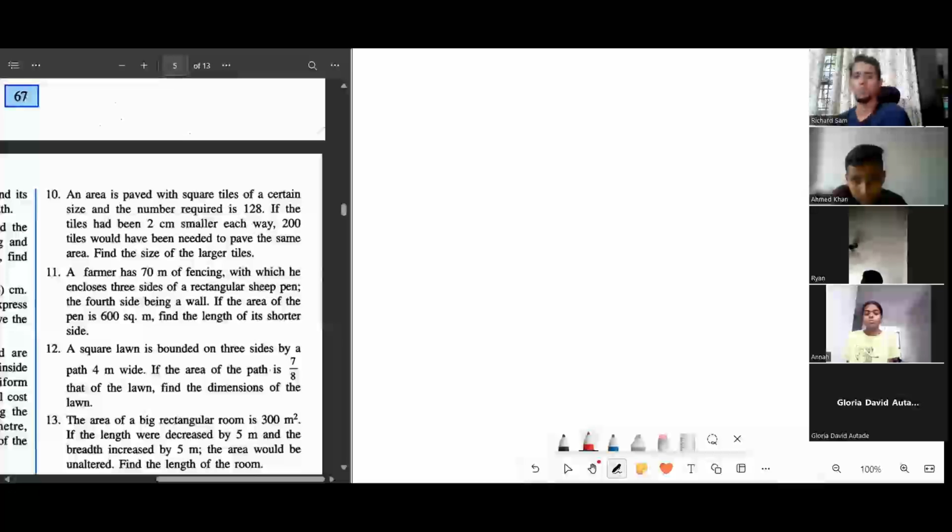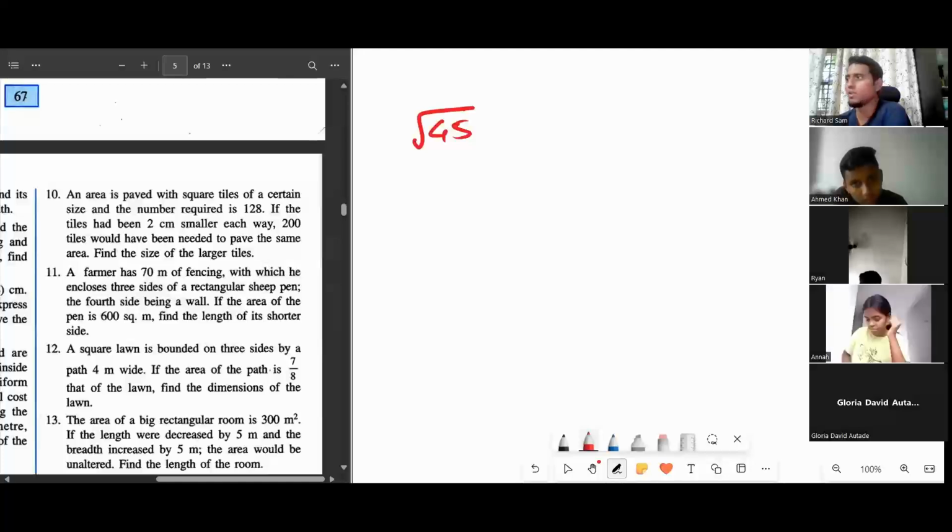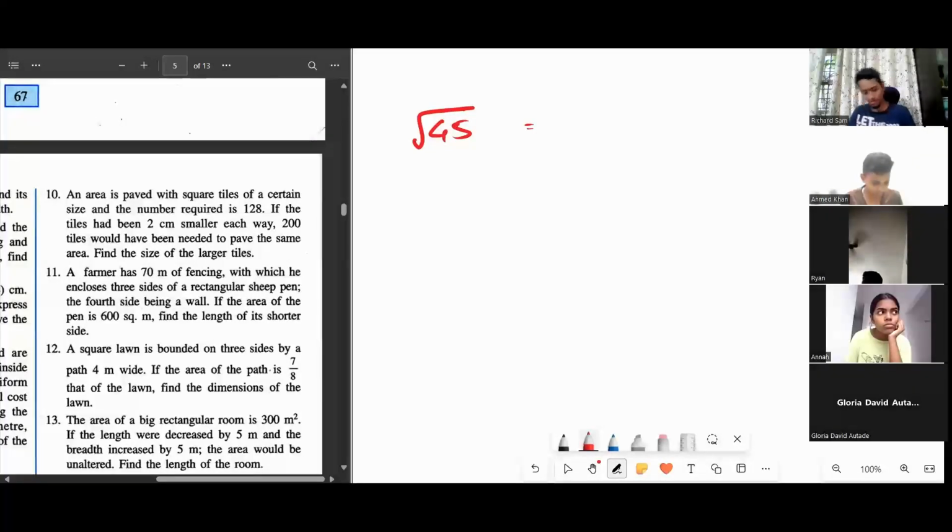So if you have the square root of, say, 45, how do you find it? The long division method is taking too long, so look at the back of your textbooks. Page 466 has square roots from 10 to 100, and before that you have square roots from 1 to 10, on pages 464 and 465.